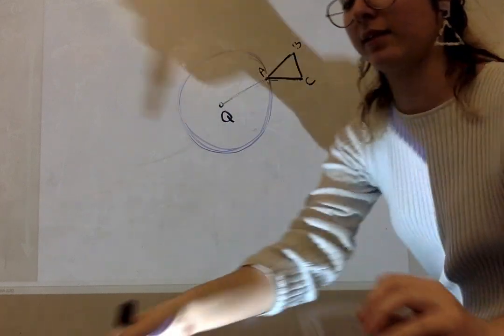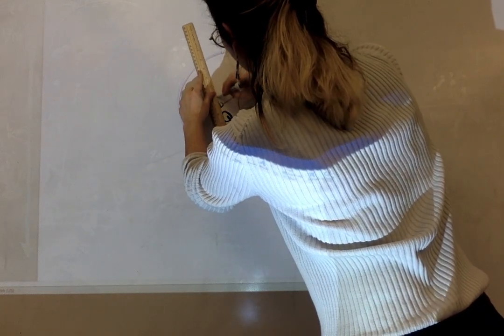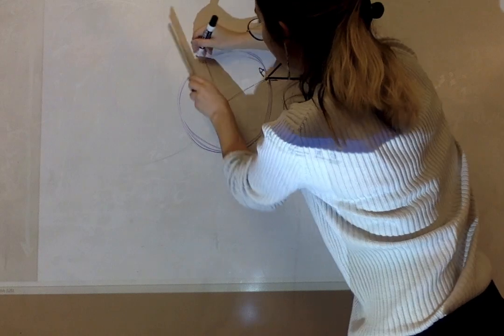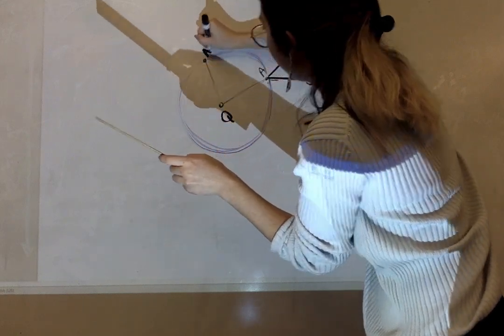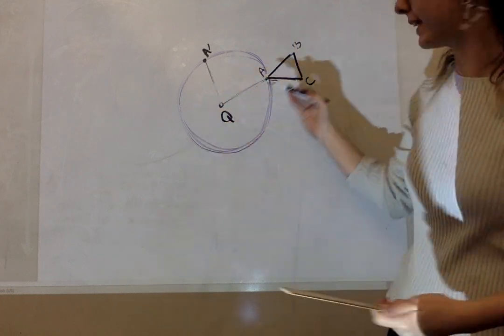It's right there. All right, and then my new point A would end up right there. That's where A prime would be. And then I would repeat that process for the other points.